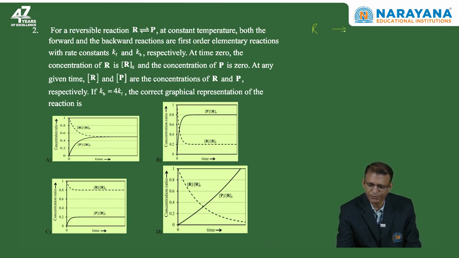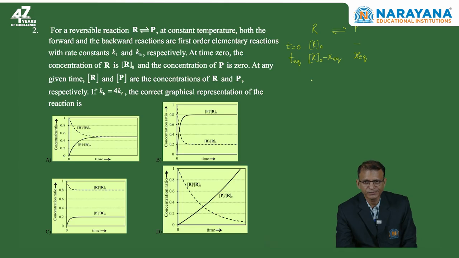R will form P, and initially at time t is equal to 0, there is only R, and its initial concentration, they are saying that initial concentration is R0. As the reaction proceeds at any time t, if we try to write the concentration, we can write R0 minus X, and we are interested in equilibrium, so we can write R0 minus X equilibrium, and this will be X equilibrium.